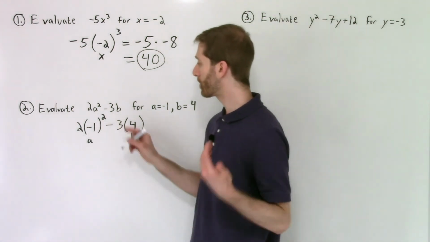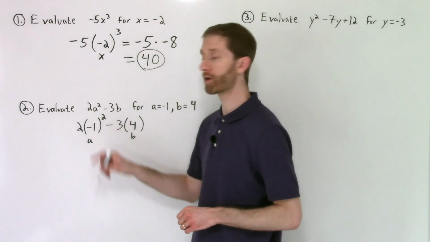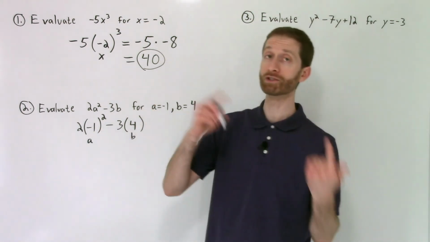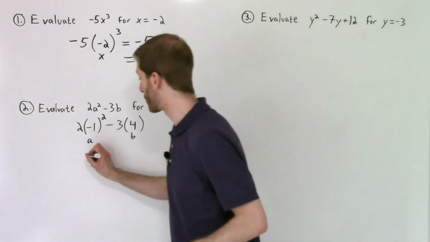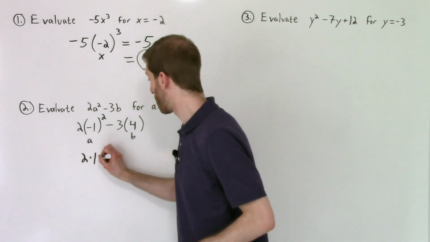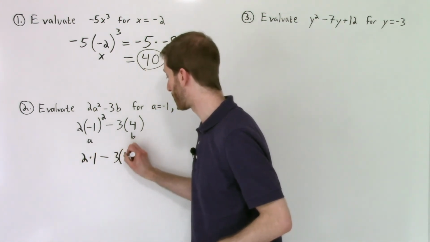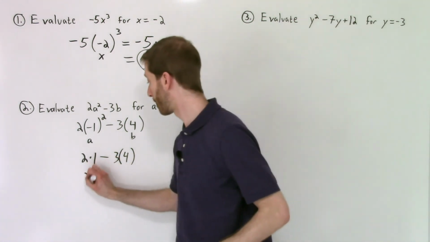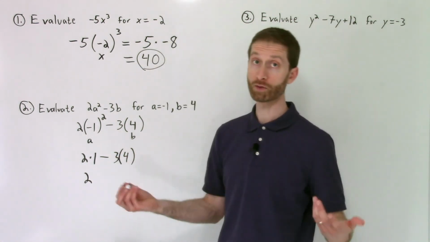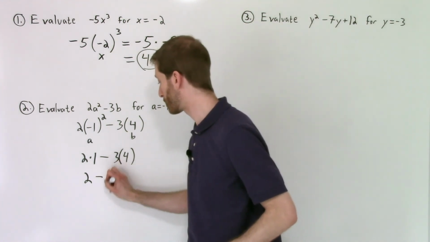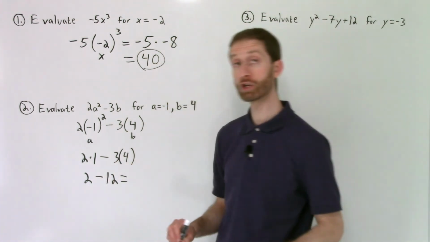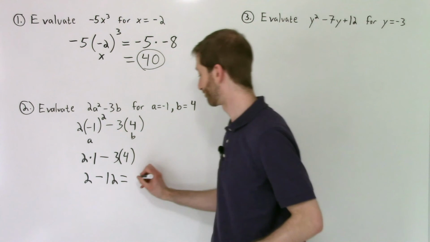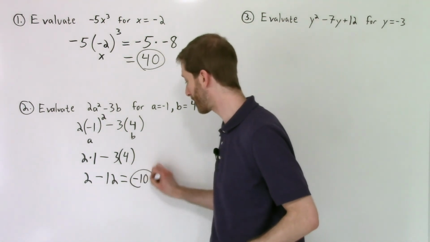Okay, so now we follow the order of operations. Here we're going to square -1 first. -1 times -1 is 1. So we get 2 times 1 minus 3 times 4. Well, we'll do our multiplication. 2 times 1 is 2. 3 times 4, might as well do this at the same time, is 12. And 2 minus 12 is -10. And there we have our answer.